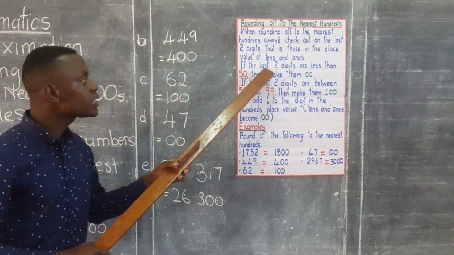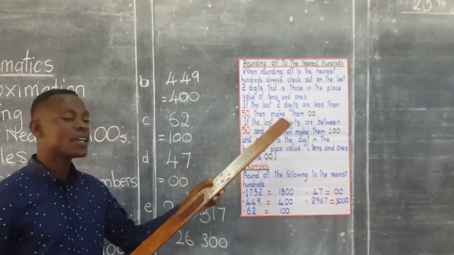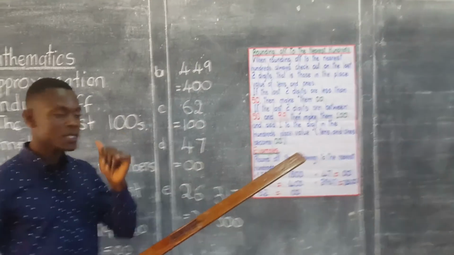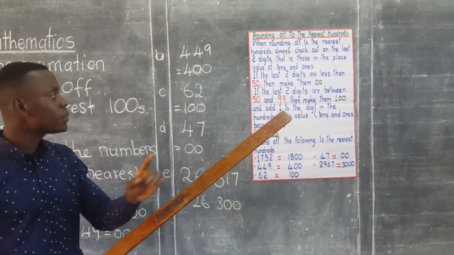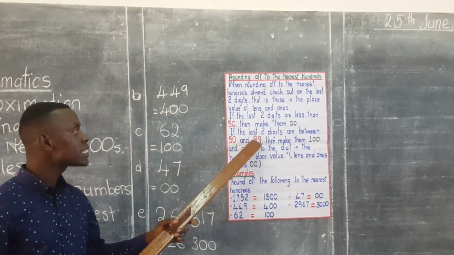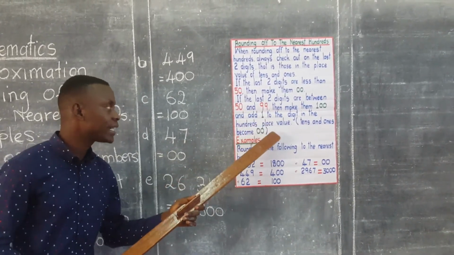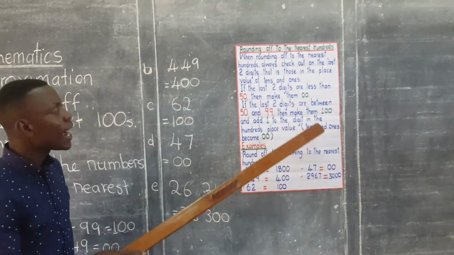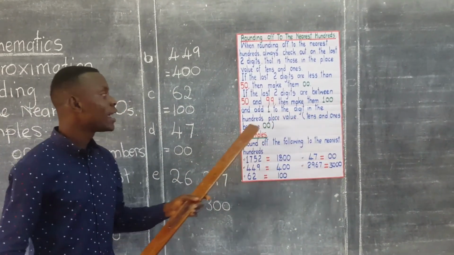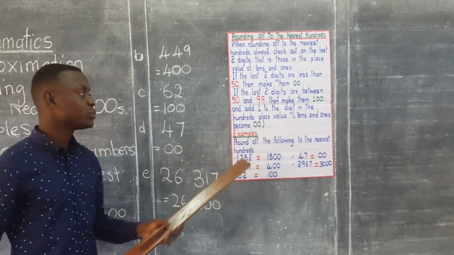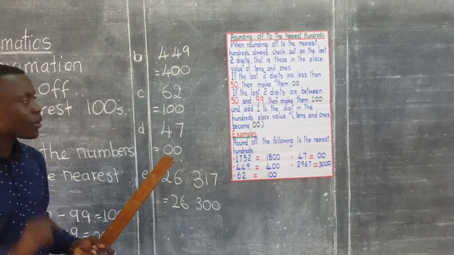Check if the last 2 digits are less than 50. Then make them 0, 0. That's the first point we looked at. Then, when you check that one, check also another principle, where it says, if the last two digits are between 50 and 99, then make them 100 and add 1 to the digit in the hundreds place value. That is, tens and ones become 0, 0.